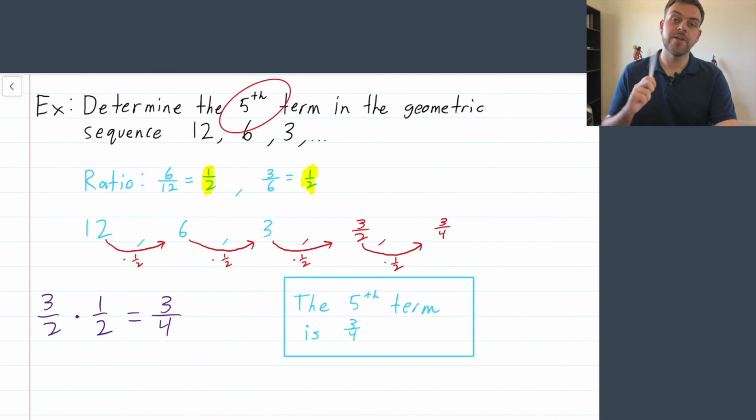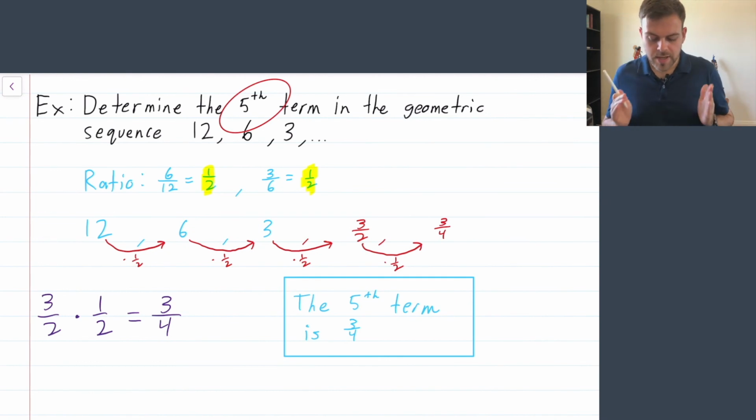Perfect. And there we go. That's it. So this is the idea of geometric sequences and how you can find specific terms using its common ratio.